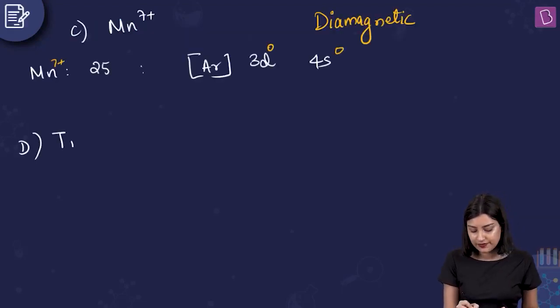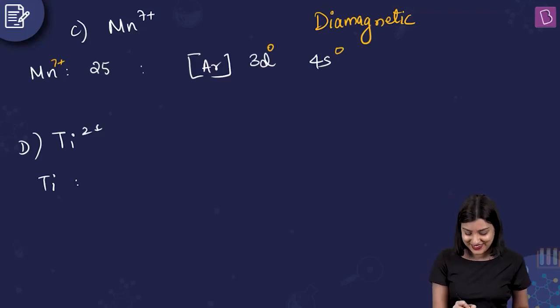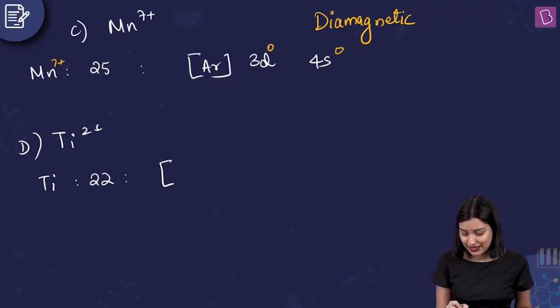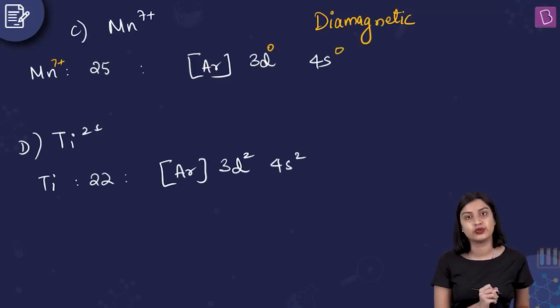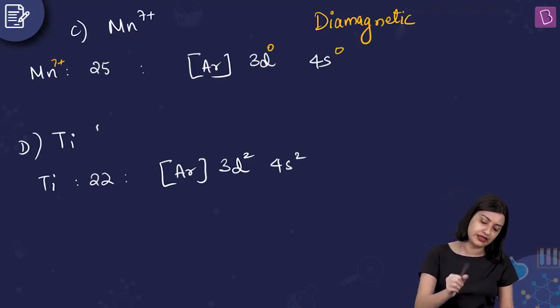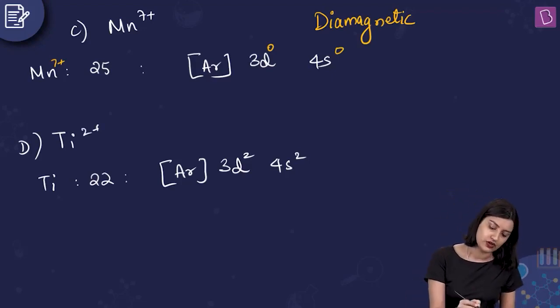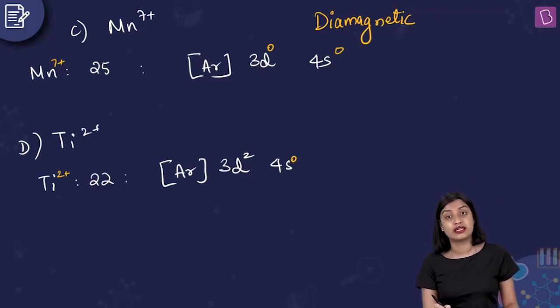Lastly, we have Ti2+, titanium 2+. So titanium, what is going to be the atomic number? 22. Then we have argon, 3d, 4s. So 4s2, then your 3d2. This is going to be the electronic configuration of titanium in its ground state. Now, let's talk about the titanium 2+ ion. Here what happens is your 4s electrons are kicked out.